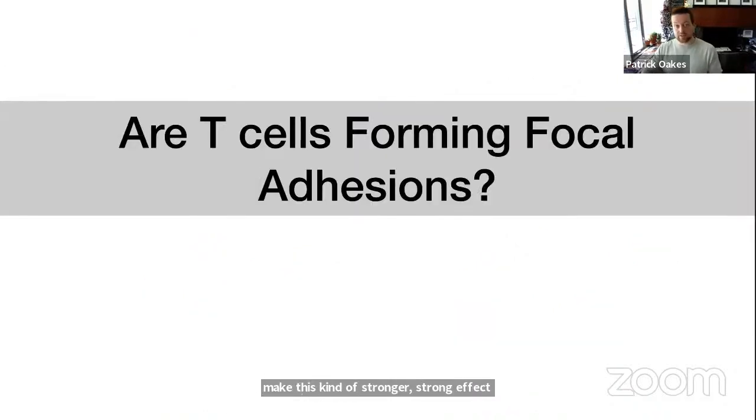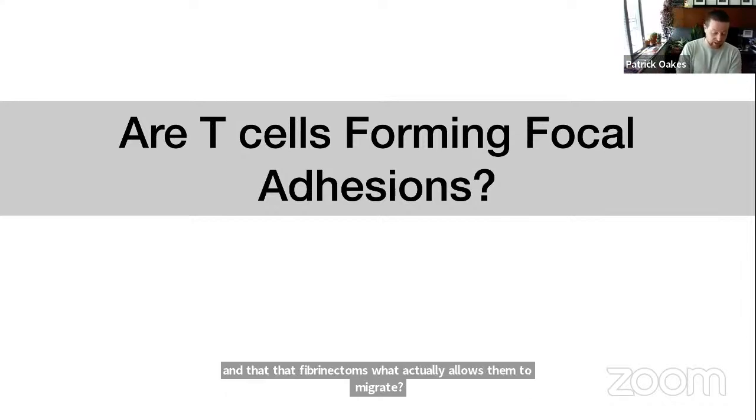Okay, so hopefully what I've convinced you is that in the presence of fibronectin, these cells migrate really well, and that fibronectin is what actually allows them to migrate. When you take it away, they don't migrate as well, and when you add it back in, you can recover all this migration.